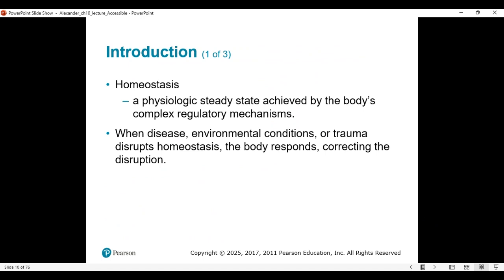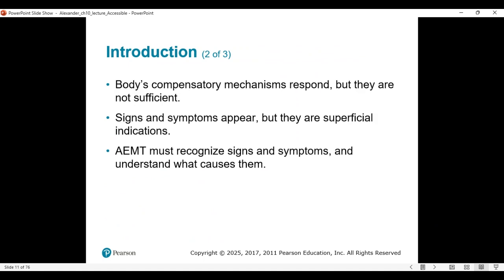Now, there are several things that can disrupt homeostasis. It could be a disease, environmental conditions, or trauma. When this happens, the body is going to respond and try to correct it and get back into homeostasis. They'll respond, but they're not always effective. Signs and symptoms will appear, but they may be superficial indications. An EMT must recognize the signs and symptoms and understand the cause.